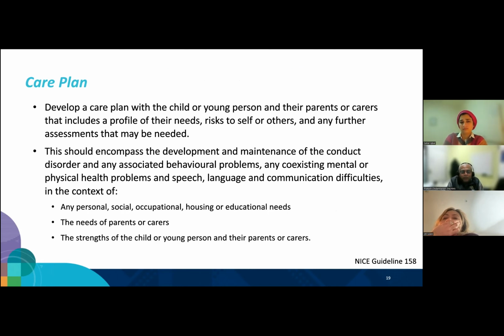Developing a care plan is quite important with the young person, their parents, and the carers, and which includes a list of the profile of their needs, the risks to self and risks to other people. It should include things like social, occupational, housing and education needs, the needs of the parents, and the strengths of the child and the young person that are supposed to be harnessed. We have to list the physical health problems that have to be addressed. One of the important things that is often missed in these young people is speech, language, and communication difficulties. That would be really useful to understand, because that can also be related to learning problems in school, and a referral to a speech pathologist to assess that would be very useful.